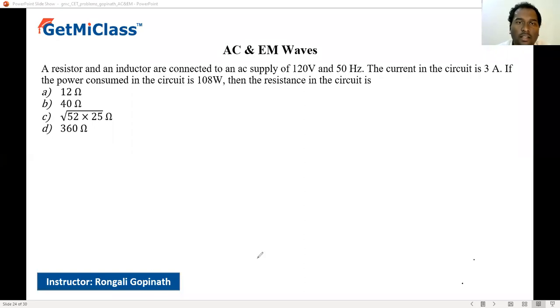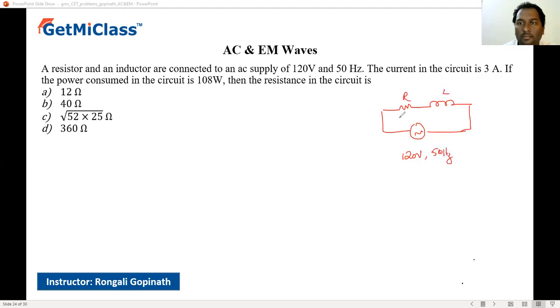A resistor and an inductor are connected to an AC supply. So we have a resistor and an inductor connected to an AC supply of 120 volts, and this is our inductor. The current I is 3 amperes. If the power consumed is 108 watts, then the resistance in the circuit is?